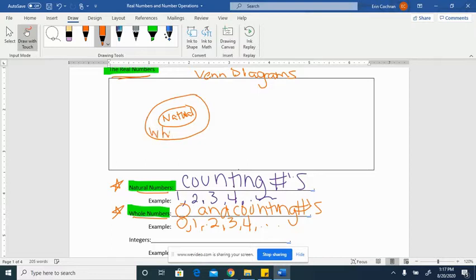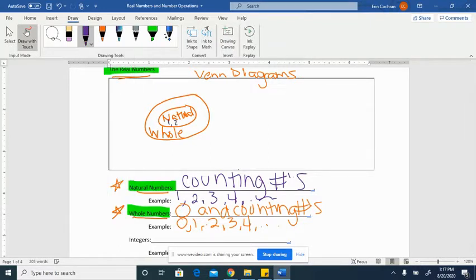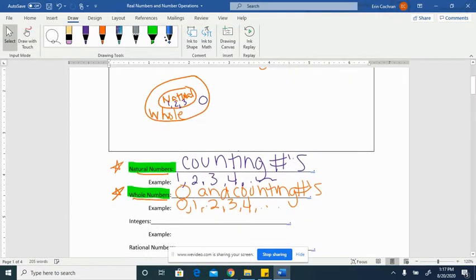That whole number is going to go around natural numbers because every single number I put into natural, like 1, 2, 3, and so on, is also a whole number. The only number that is not the same is 0. So 0 is the only number that goes in just whole and not natural. The next one are integers.